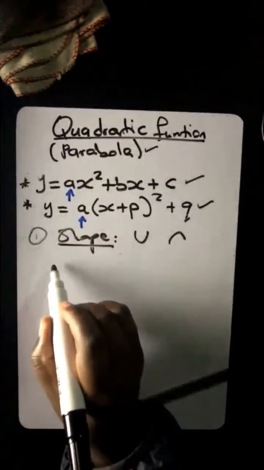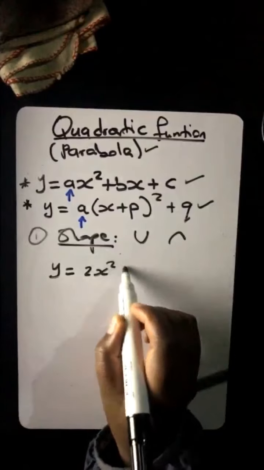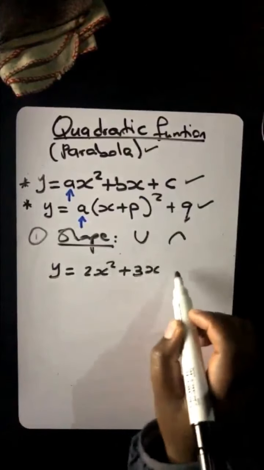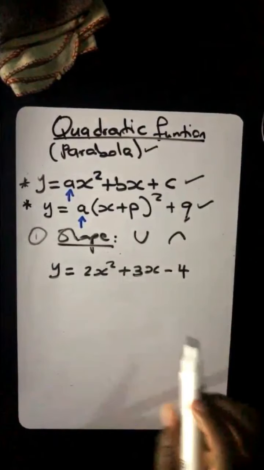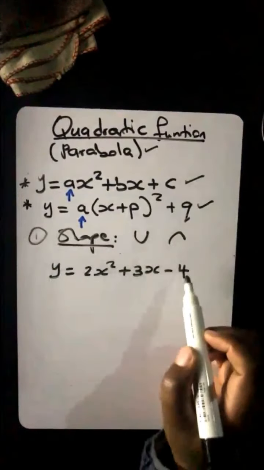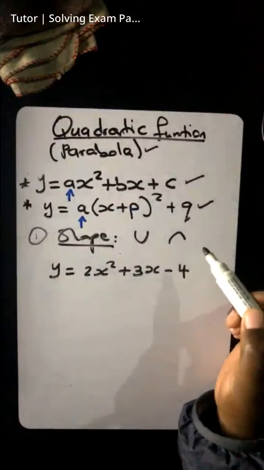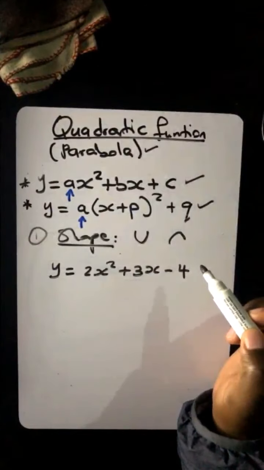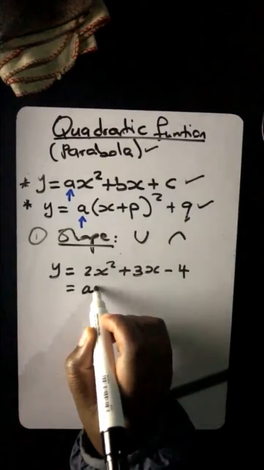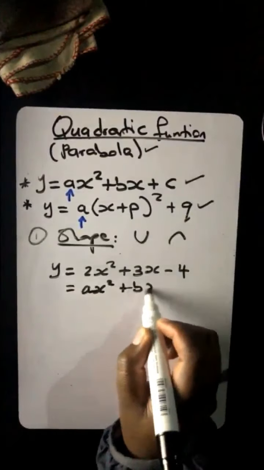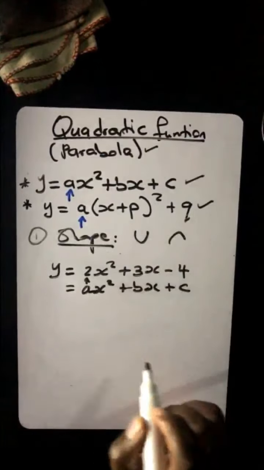For example, if you have, let's say, y = 2x² + 3x - 4. This is a quadratic equation. We can use this quadratic equation to draw a parabola. Now I want us to talk about that a. Remember, this is ax² + bx + c, whereby our a in that case is 2.